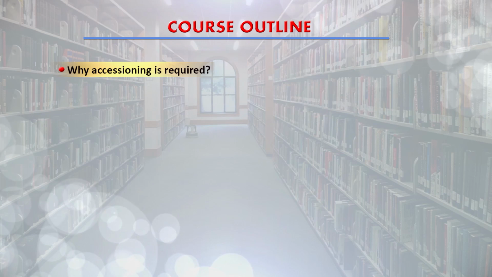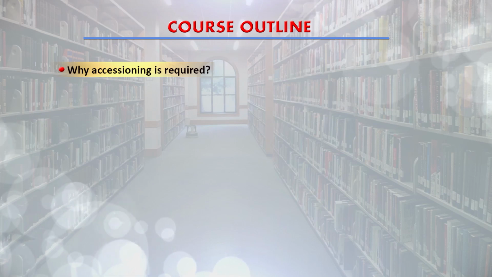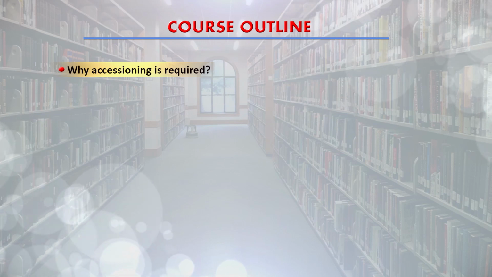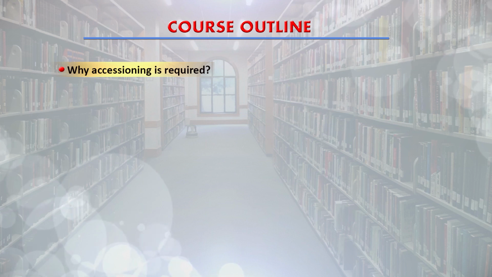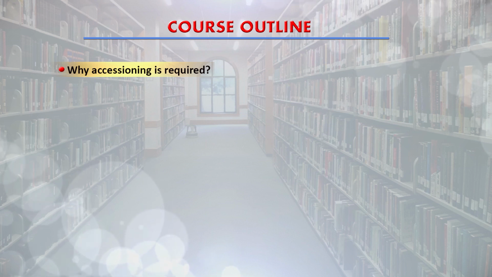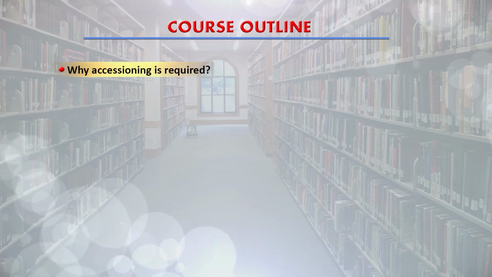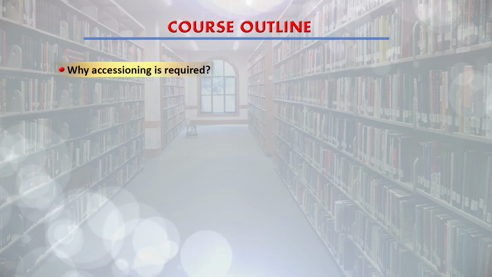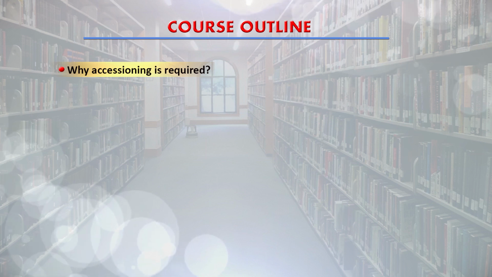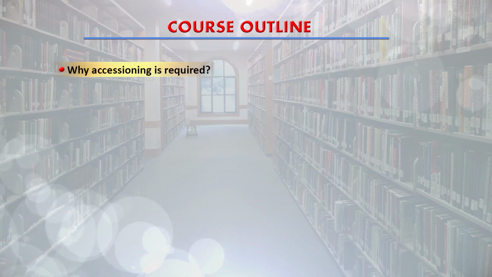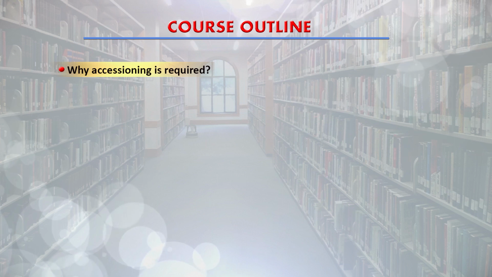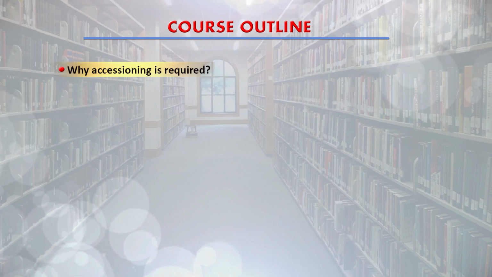Now today our course outline will be why accessioning is required. We should know first, because the important thing here is that whenever a library gets any document, those documents need to actually come in as property of our libraries. So that is important, why we need accessioning, that we should learn today.